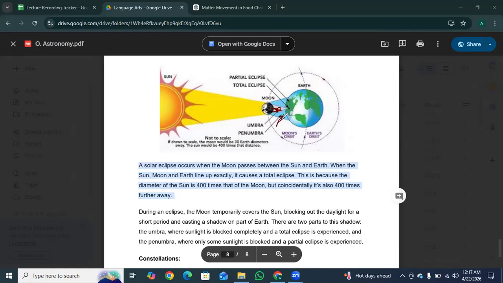And this one is penumbra. This is the lighter outer part of the shadow. If you are standing here, the moon only blocks parts of the sun, so it looks like a bite has been taken out of it.